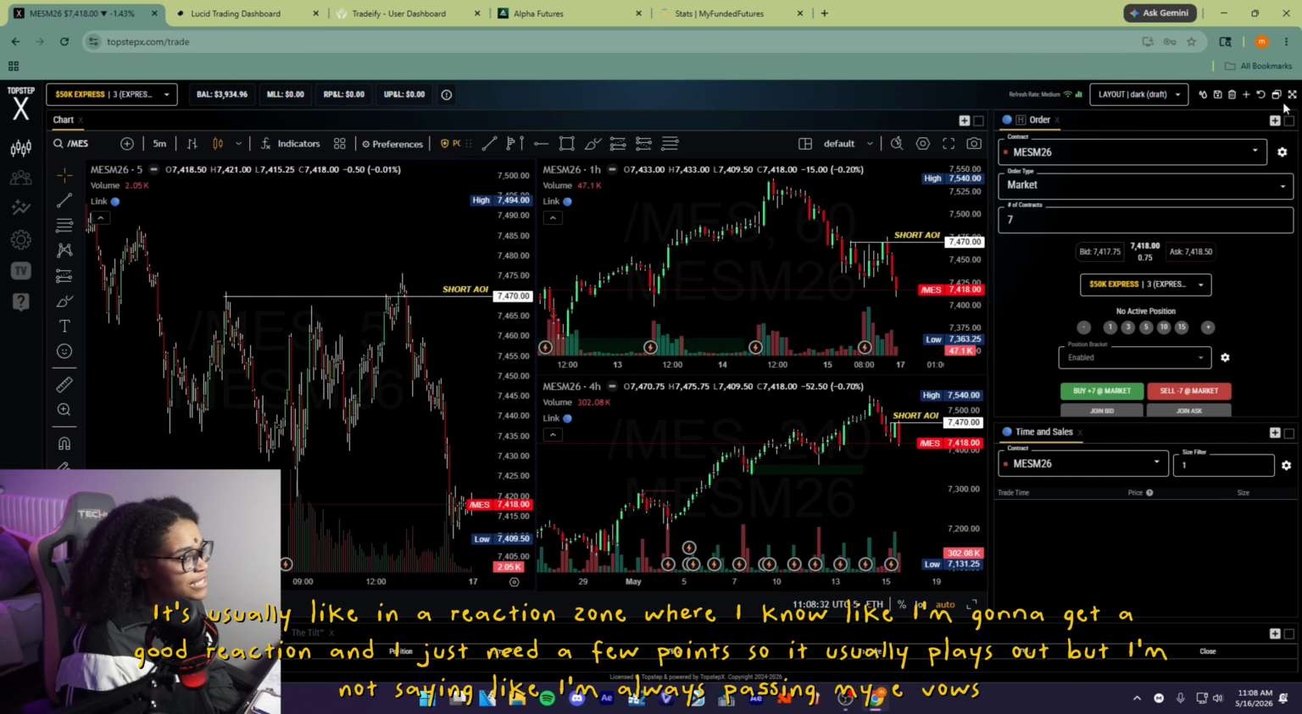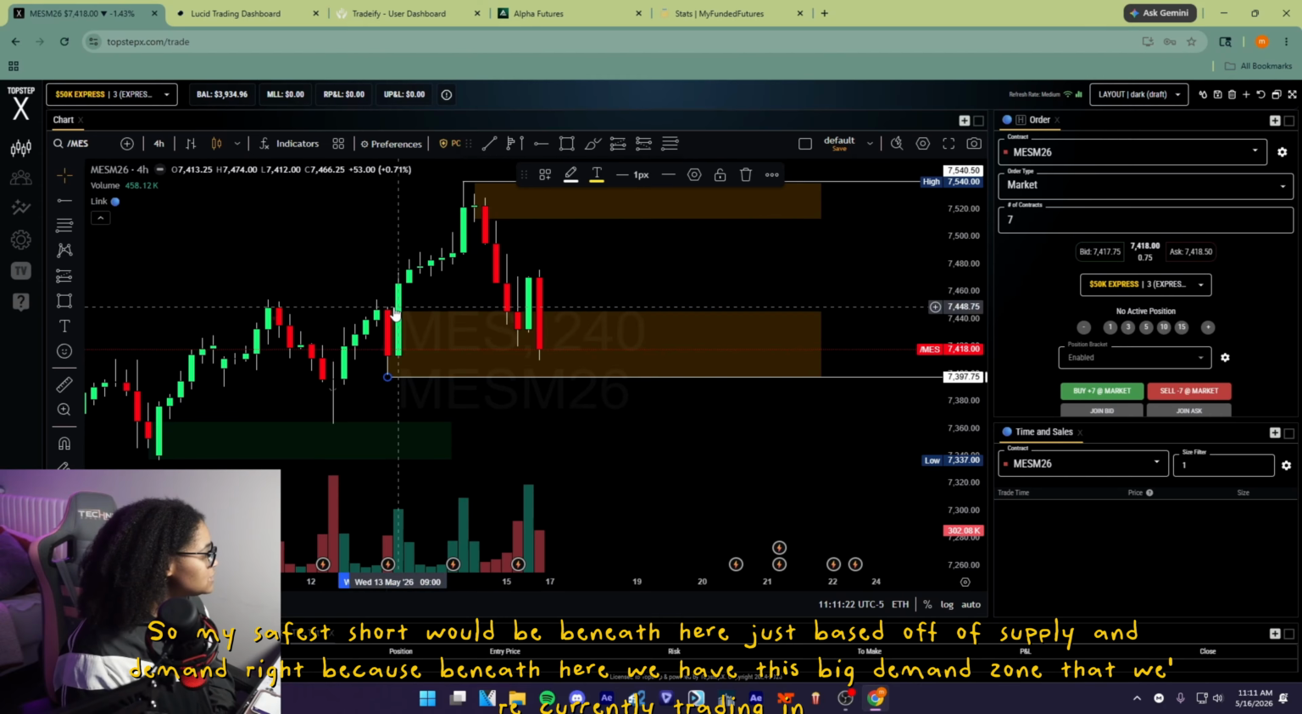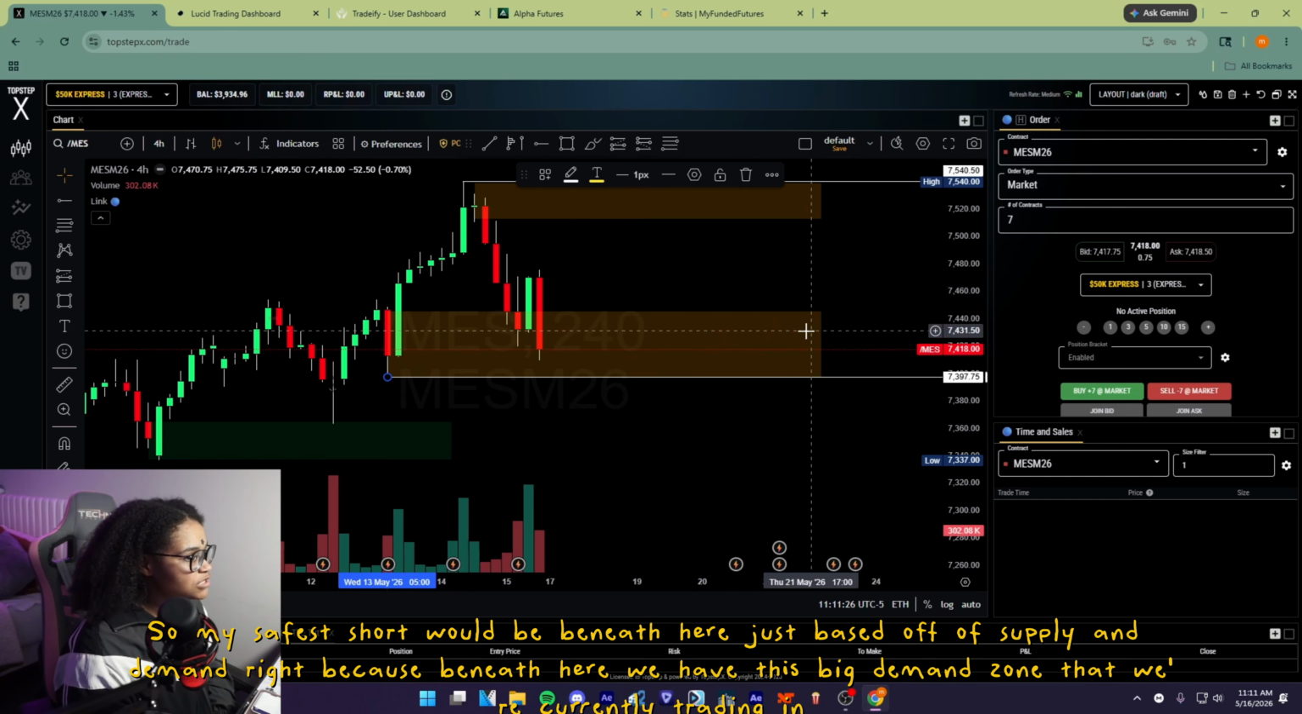Now, after I mark that up, I'd be looking for, okay, so where would I want to go long and where would I want to go short? You know what I'm saying? To make things easier. So my safest short would be beneath here, just based off of supply and demand, right? Because beneath here, we have this big demand zone that we're currently trading in.